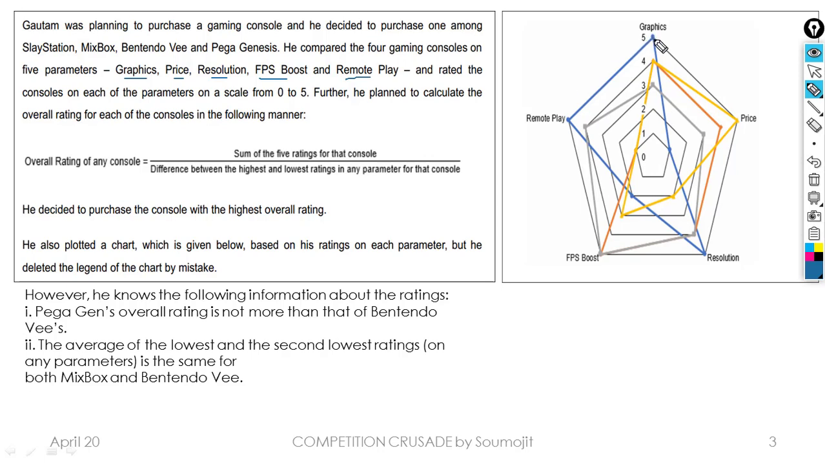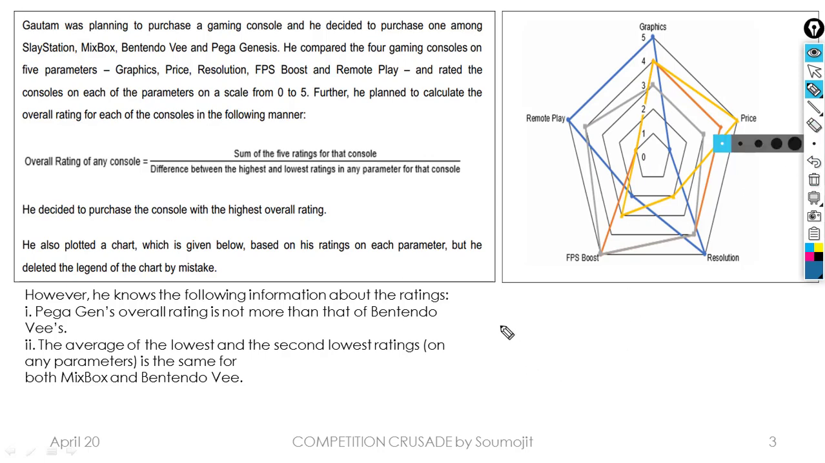So basically, once you make the legend for him, only then you will be able to use them. Okay, so can we make a legend out of the radar chart? Yes, we can. And precisely we will have to. Otherwise, we will not be able to calculate the values as such. And once we calculate that, we will be able to use the information that is given to us in these points. So let us read the points at least.